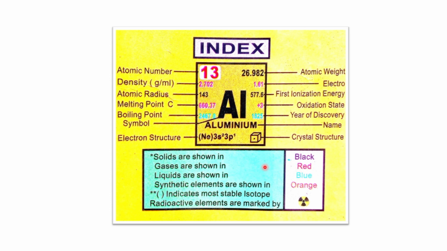So some more informations are given here, that solids are shown in black, gases are shown in red, liquids are shown in blue color, synthetic elements are shown in orange, and this inside the element bracket and double star, that indicates most stable isotope, and radioactive elements are marked by this yellow black symbol. So all these informations are hidden inside this periodic table which I have. If you go and check your periodic table, you can also find a lot of informations hidden inside, and it has been given for each and every element.